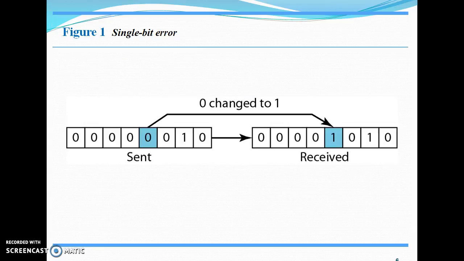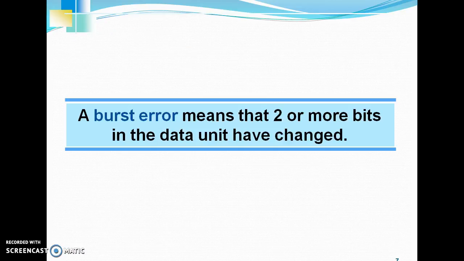Here we have an example. This is the original data sent by the sender. When it is received by the receiver, the bit in the fifth position, that is 0, is changed to 1. In the entire data, only one bit is changed. This is called a single bit error.